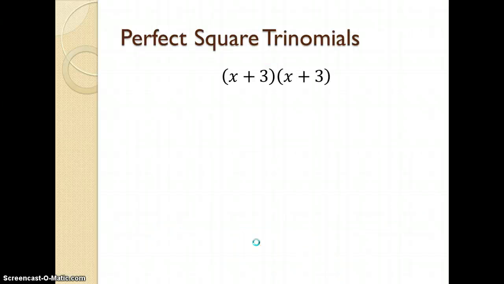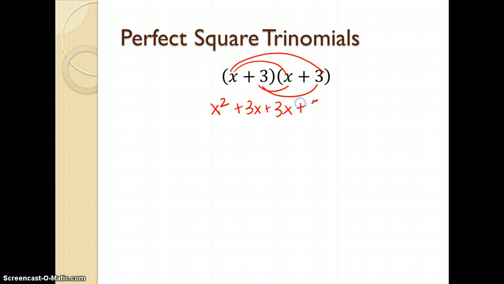Another set is these repeated factors, and what that looks like once we have everything multiplied out is x squared plus 6x plus 9. This is called a perfect square trinomial. And what that means, to tell if it's a perfect square trinomial, is that the first term is a perfect square and the last term is a perfect square.